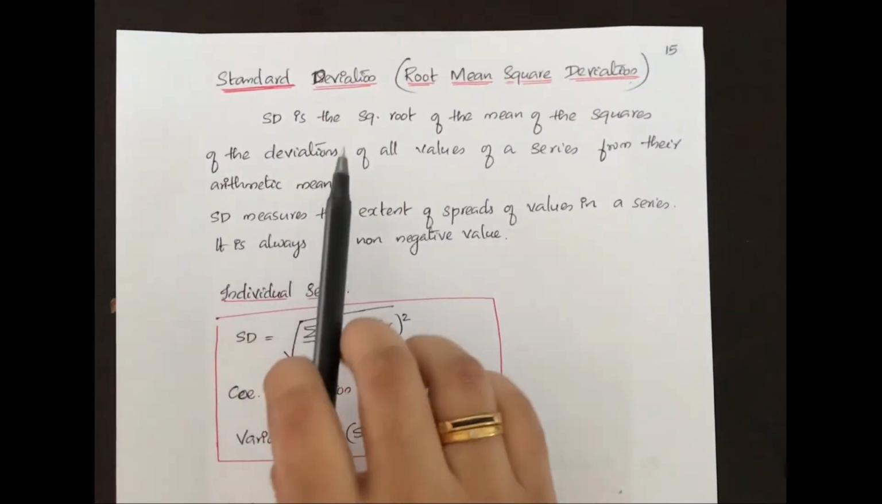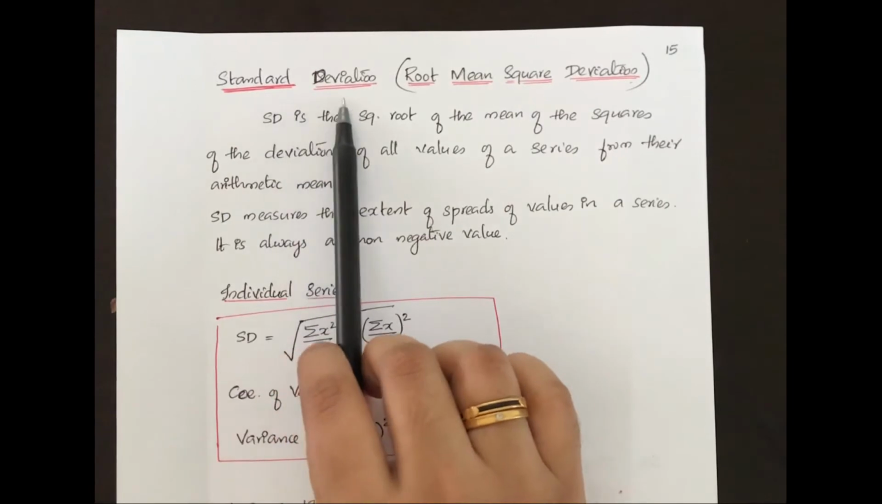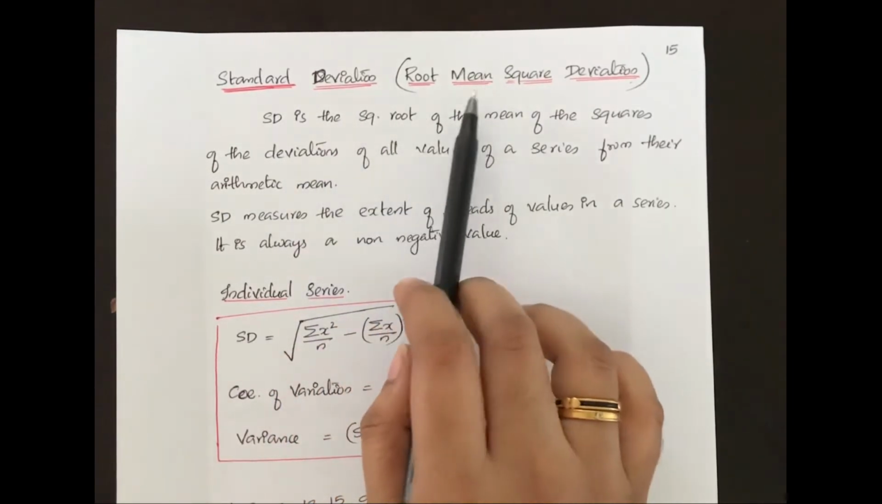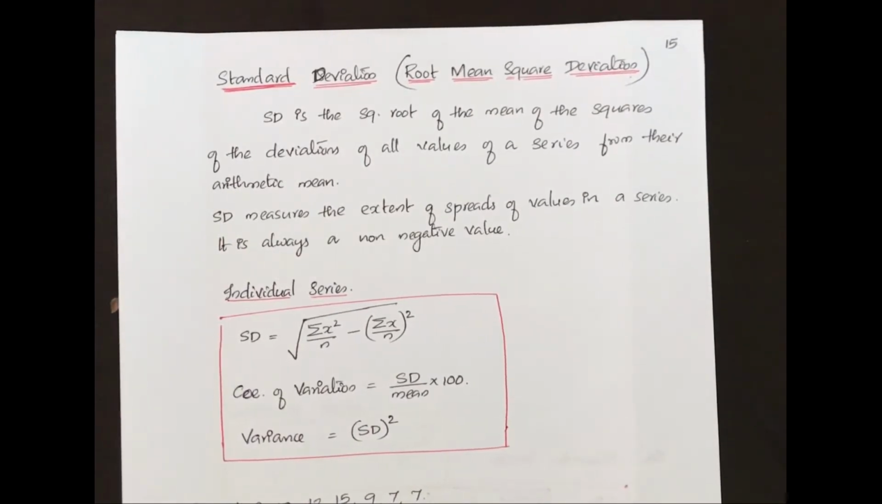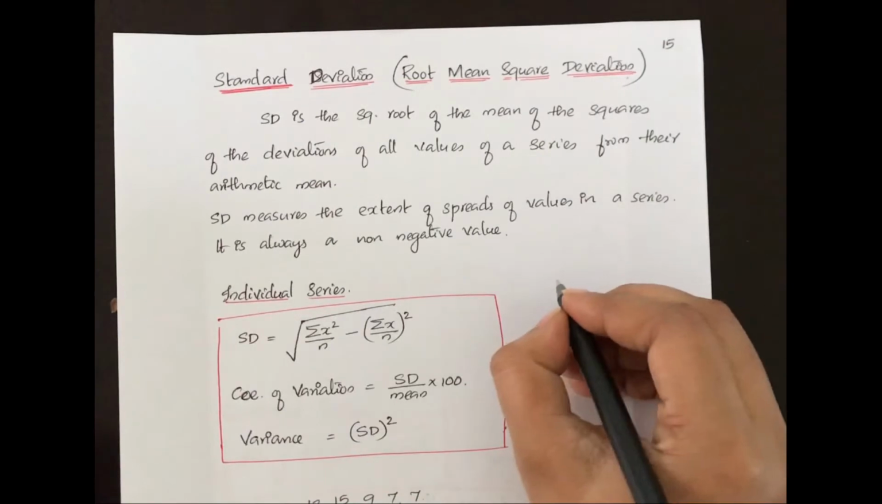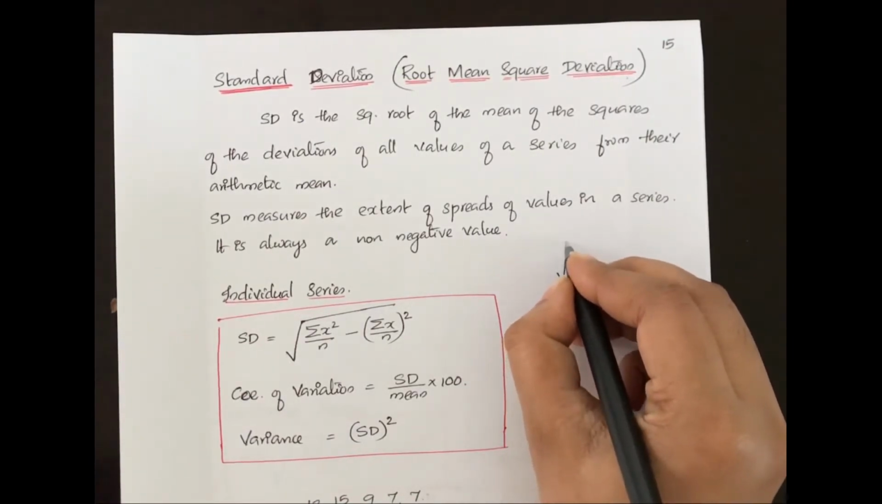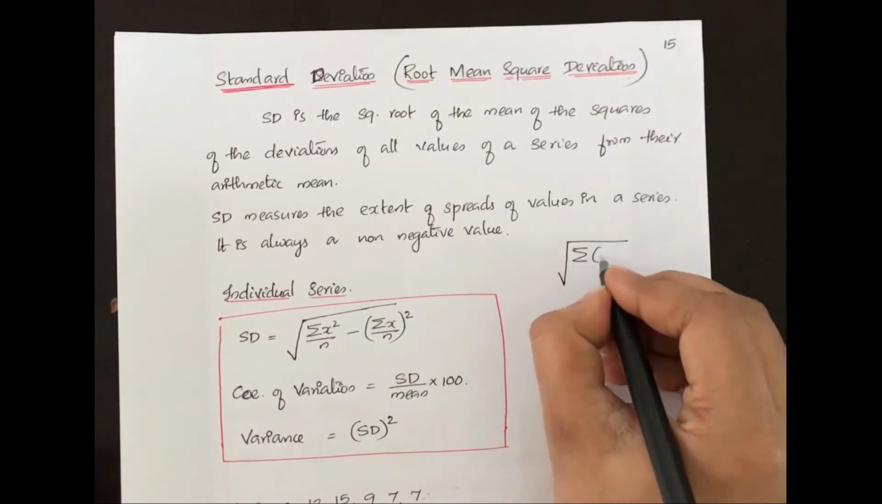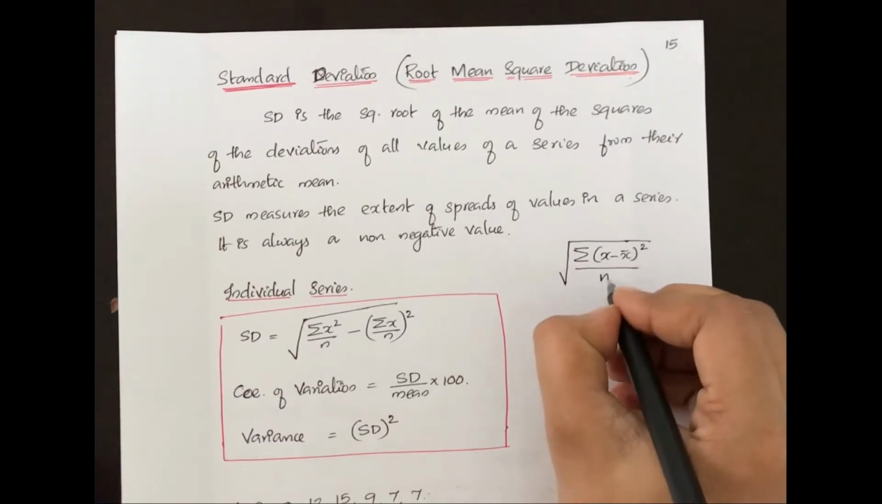So we have come to the end of measures of deviation, which is the last topic, the fourth type: standard deviation, which is also known as root mean square deviation, because it is the square root of the arithmetic mean of squares of deviation from the mean. Simply, the general equation to find standard deviation is the square root of summation of (x minus x bar) the whole square divided by n.